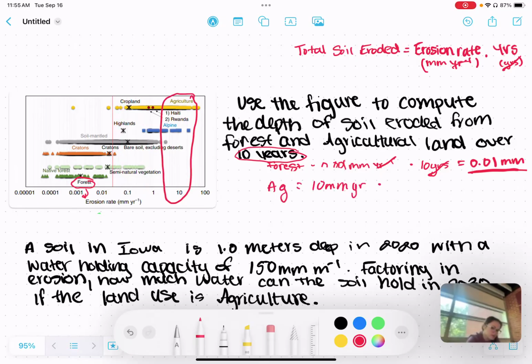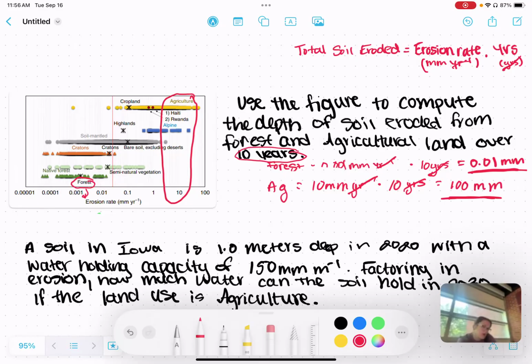here times 10 years. I'm going to make sure I put my -1 there. Years will cancel. 10 times 10 is 100 millimeters of erosion. So again, we got what we were expecting, that agricultural land does have more erosion. We have more bare soil throughout the year. So again, that should hopefully make some sense to you.